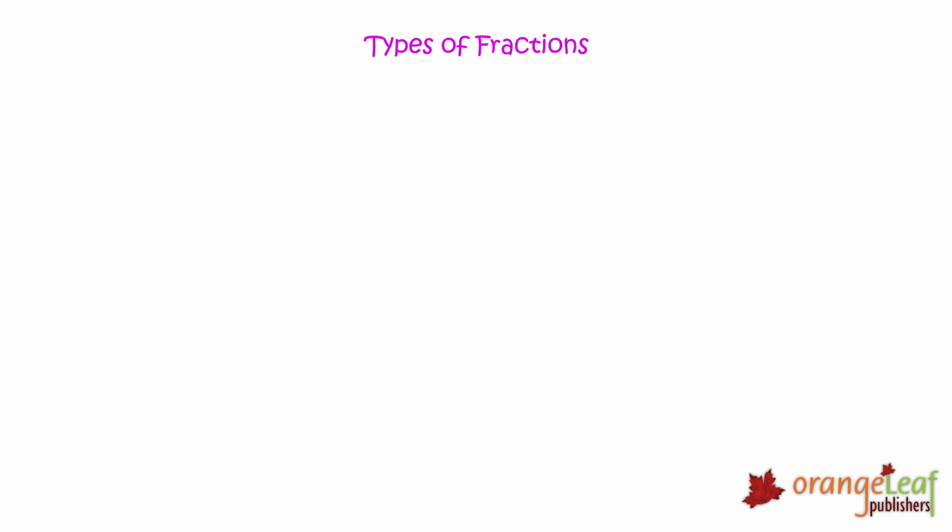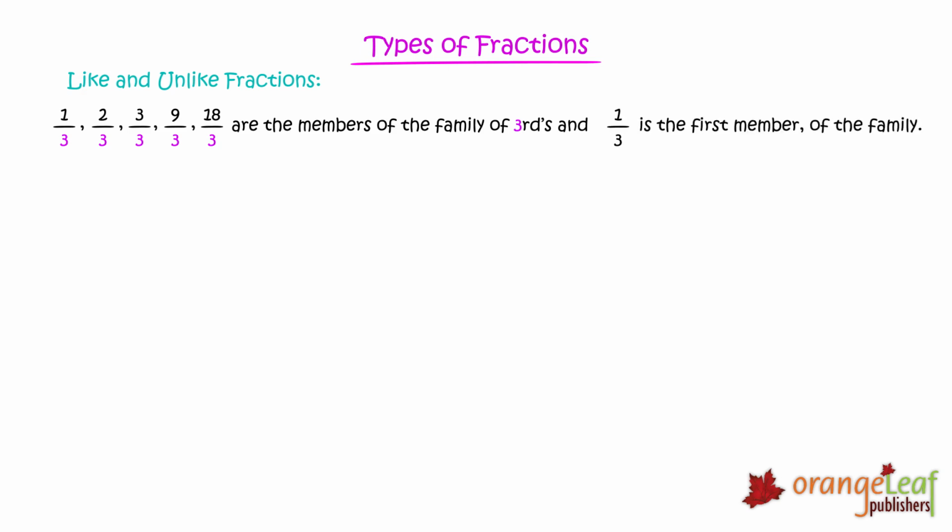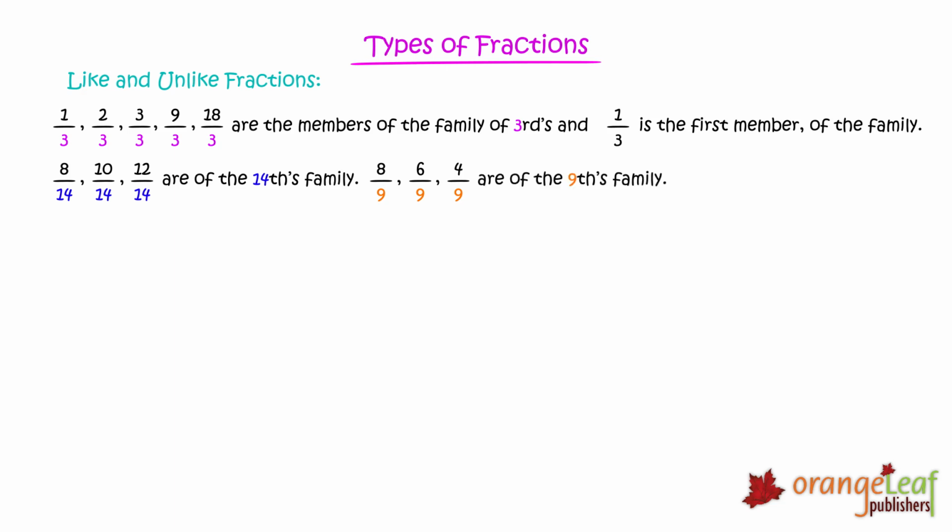Types of fractions. Like and unlike fractions. 1 by 3, 2 by 3, 3 by 3, 9 by 3, 18 by 3 are the members of the family of the thirds, and 1 by 3 is the first member of the family. 8 by 14, 10 by 14, 12 by 14 are of the 14th family. 8 by 9, 6 by 9, 4 by 9 are of the 9th family.